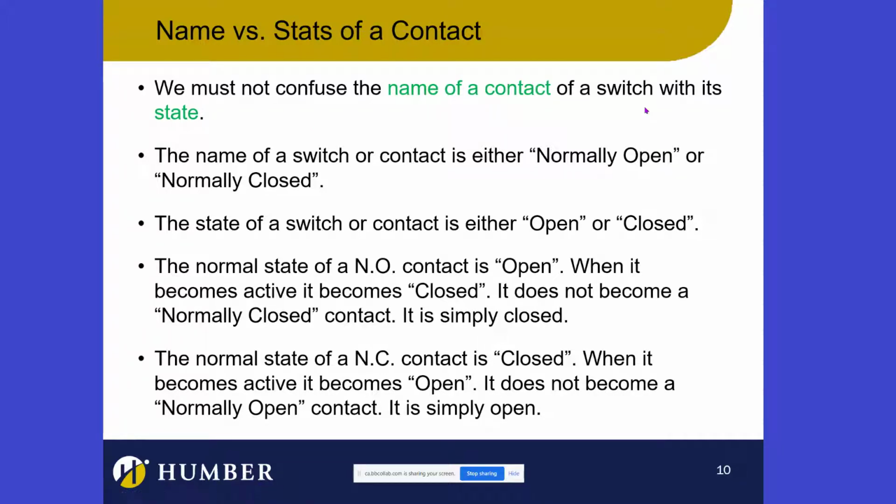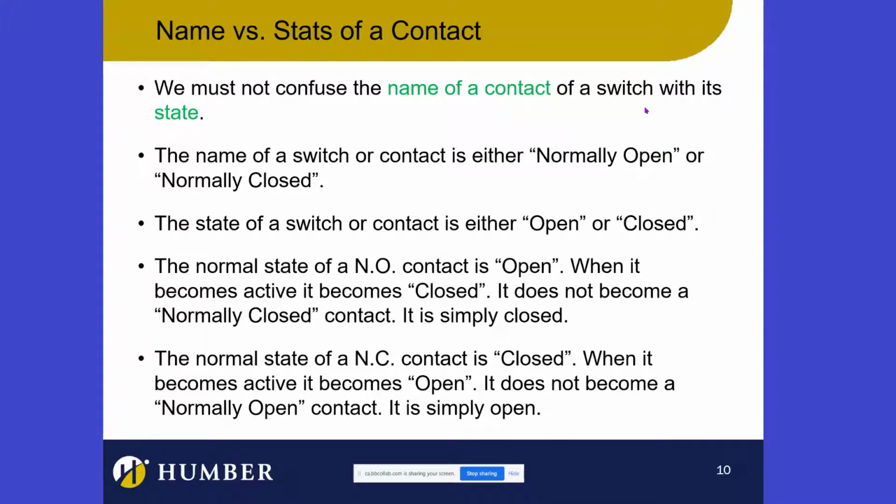We must not confuse the name of a contact with its state. The name of a switch or a contact is either normally open or normally closed. The state of a switch or a contact is either open or closed. The normal state of a normally open contact is open. I think that makes sense. So when it becomes active, it becomes closed. It does not become normally closed. It simply is closed. Good.